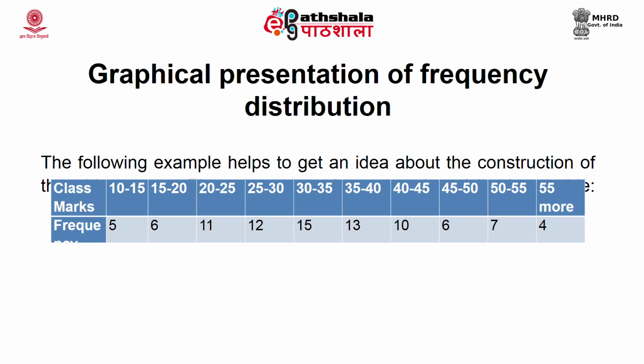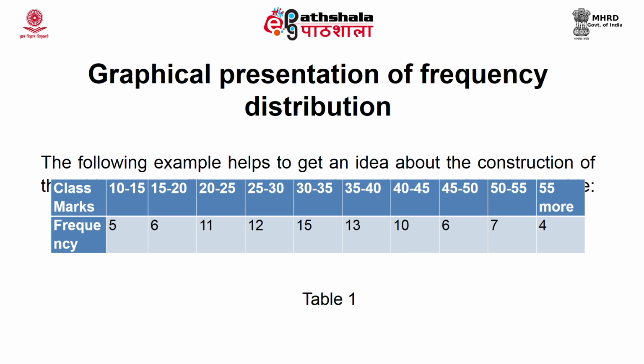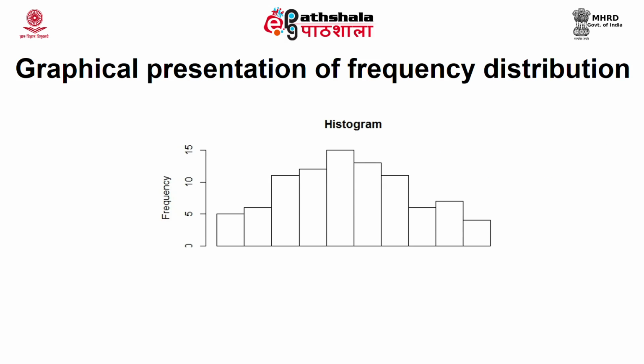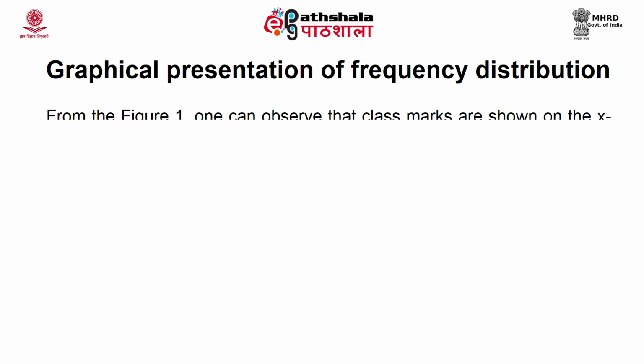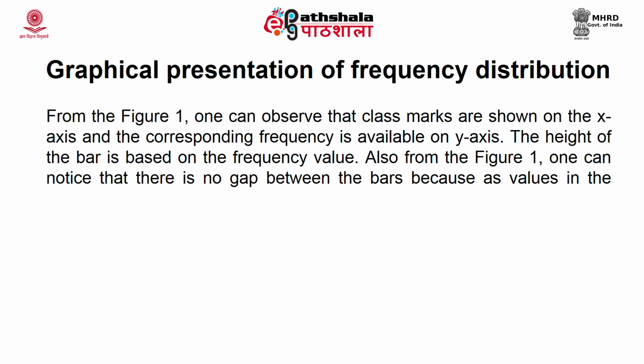The following example helps to get an idea about the construction of the histogram. The data is given in the following table. In the first row, we have class marks, that is 10 to 15, 15 to 20, which represent class intervals, and here the width is 5, and correspondingly we have the frequency of these class intervals. Now, from the graph you can easily see that as the widths of the intervals are the same, the widths of the bars are also correspondingly the same. So one can easily say that the width of the bars in a histogram may or may not be the same. That depends on the width of the class interval.